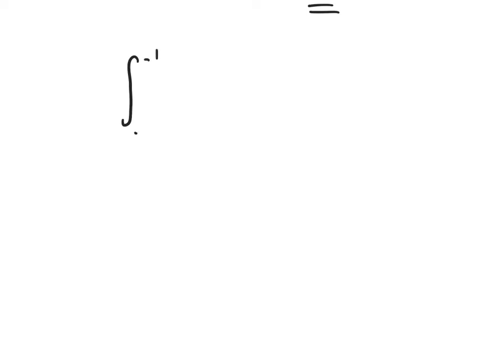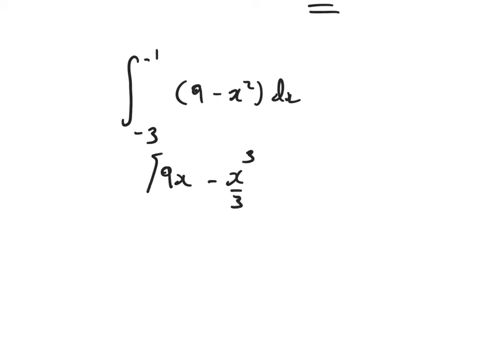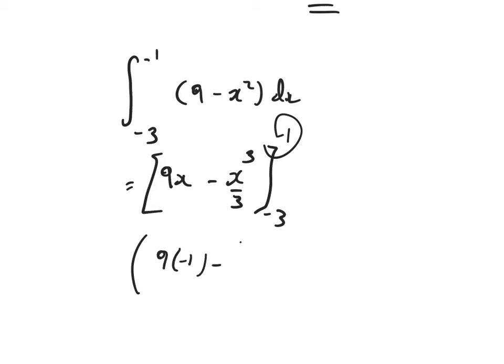Okay, example 2. We've got an upper limit of -1, a lower limit of -3, and we're integrating 9 minus x squared. Okay, so you integrate a constant and it becomes a constant x. 9 will become 9x minus x cubed over 3 between -1 and -3. So again, let's sub in the upper limit first. That'll be 9 lots of -1 minus -1 cubed over 3. Close the bracket, minus, open up. Now sub in the lower limit.